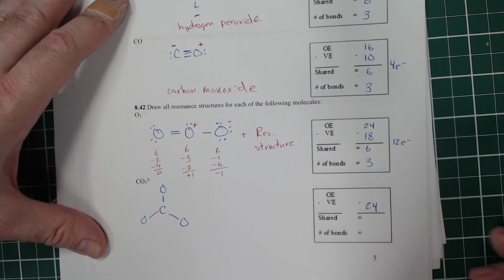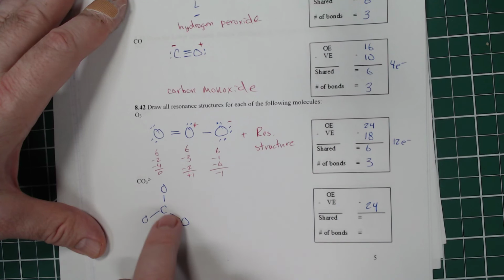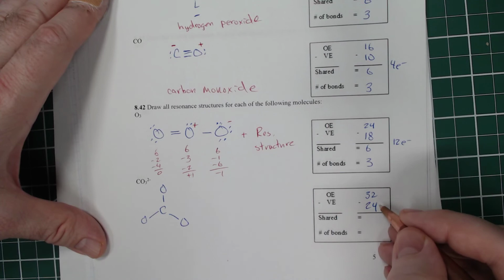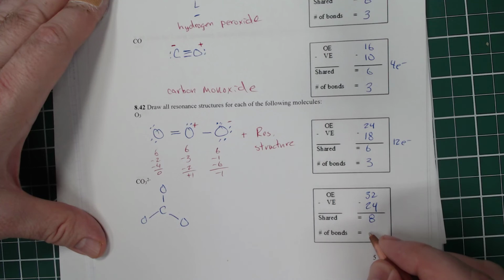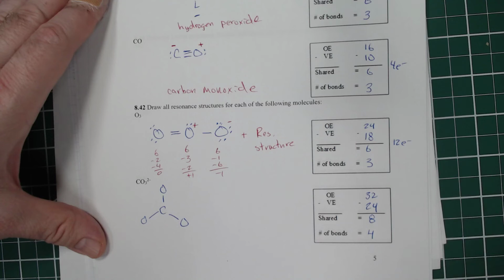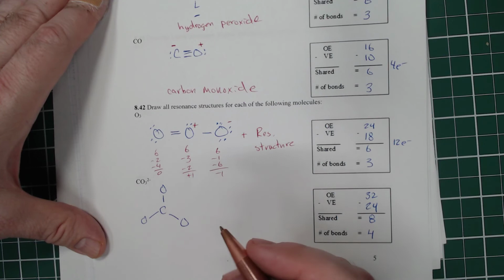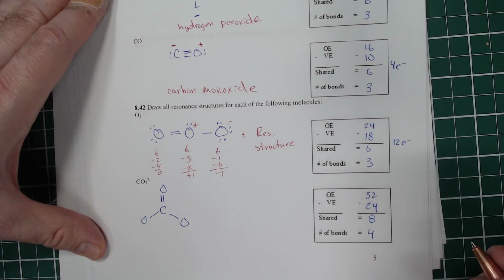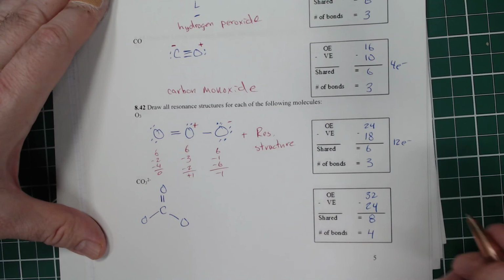Now for octet electrons, 8, 8, 8, and 8. So 8 times 4 comes out to 32. Well, 32 minus 24 gives us 8. And 8 shared electrons means 4 bonds. So we've got three places for bonds, so we have to put the other bond somewhere, and I'm going to arbitrarily put it here, but we know that we could have put it here and here. So that gives us that.